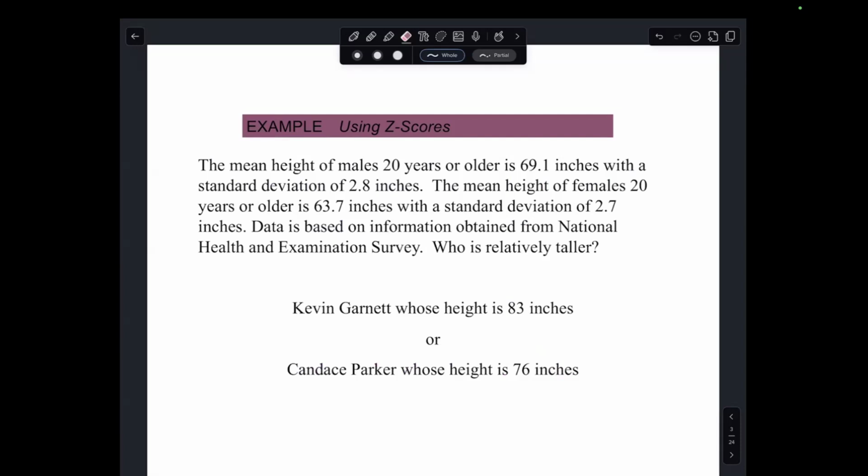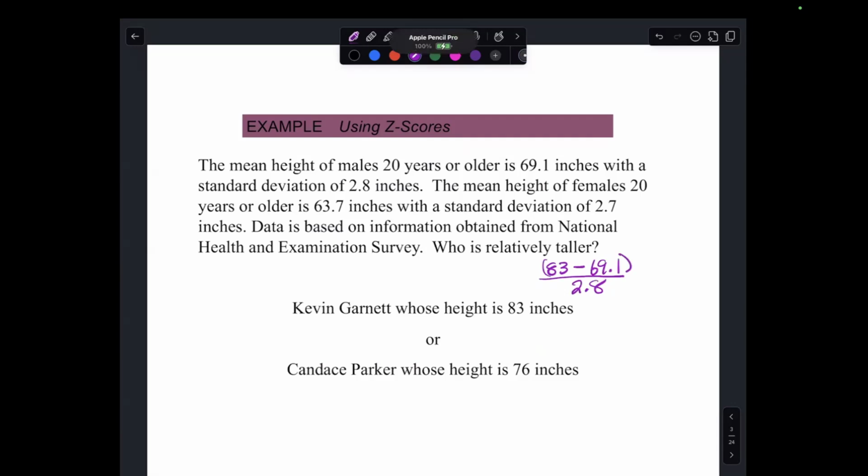So I'm going to calculate the z-score for Kevin Garnett. Remember, it is the data value minus the mean divided by the standard deviation. My data value, he's 83 inches tall. The mean height of males is 69.1, and divide it by the standard deviation of 2.8. If you put this entire thing into your calculator, make sure you put parentheses around the numerator. Otherwise, your answer is going to be very, very wrong.